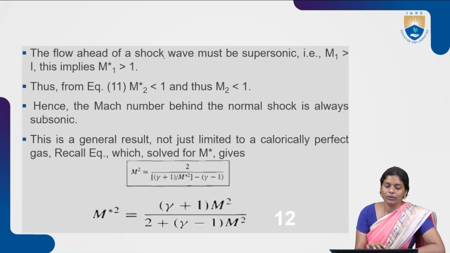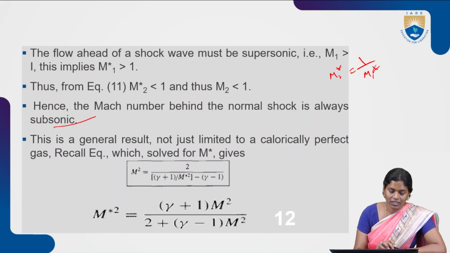The flow ahead of the shock wave must be supersonic, that is M1 is greater than 1. This implies m1 star is greater than 1. Thus from the above equation, m2 star equal to 1 by m1 star. So it means behind the shock we will have less than 1. Hence the Mach number behind the normal shock wave is always subsonic, right? This result is in general not just limited to a calorically perfect gas.